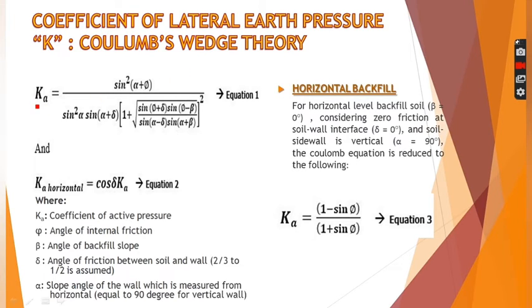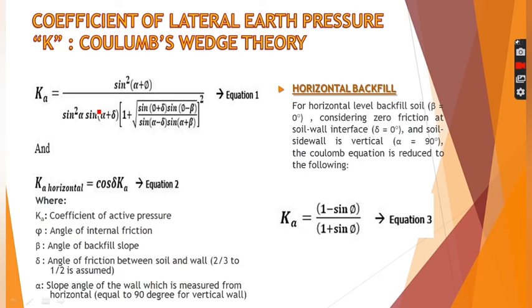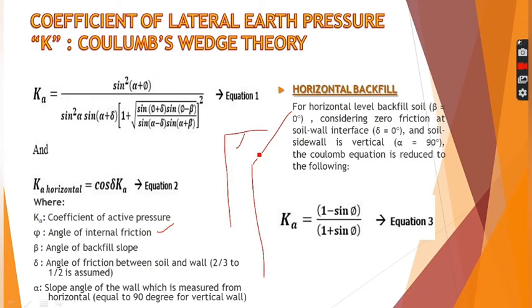As seen in the previous slide, we are concerned with calculating Ka. So Ka is sine square alpha plus phi, sine square alpha, sine alpha plus delta, and this whole expression, where K is the coefficient of active earth pressure, phi is the angle of internal friction, which depends on the type of soil, and beta is the angle of backfill slope. Angle of backfill slope means this is your retaining wall, this is the backfill. The backfill can be horizontal, or it can be inclined like this, so here the angle will be different.